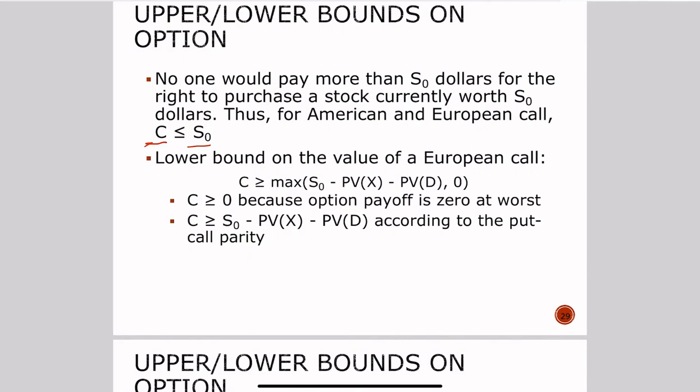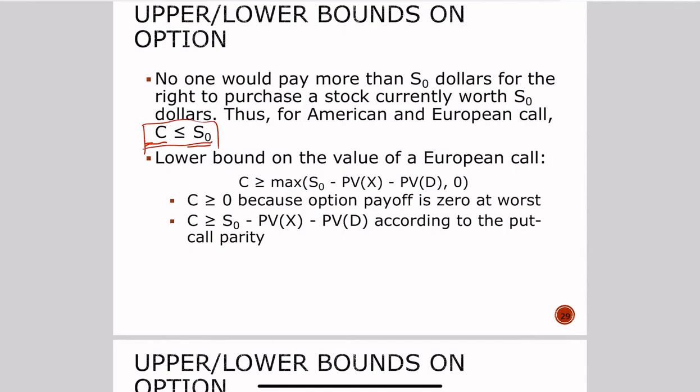Now, why do you get this result? Think about this. What is a call? A call essentially gives you the right to buy shares. However, if the current share price is S0, there's no way this right to purchase the share could be worth more than S0. So you get this first result: that is the upper bound for a call price.